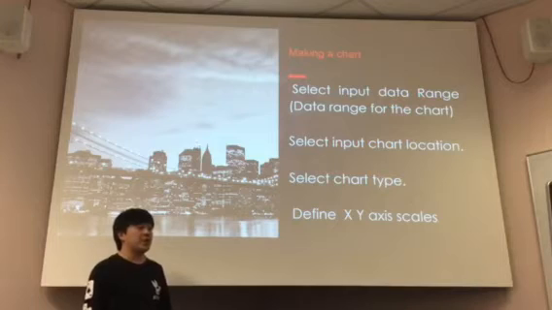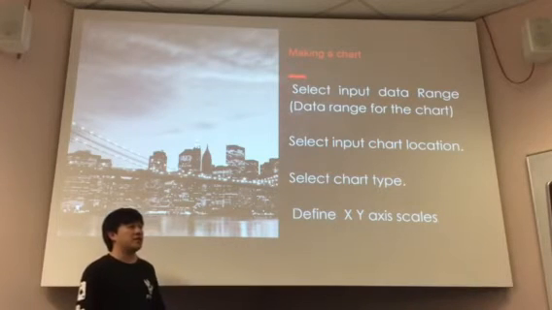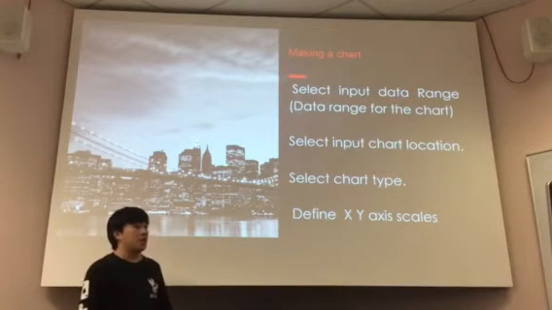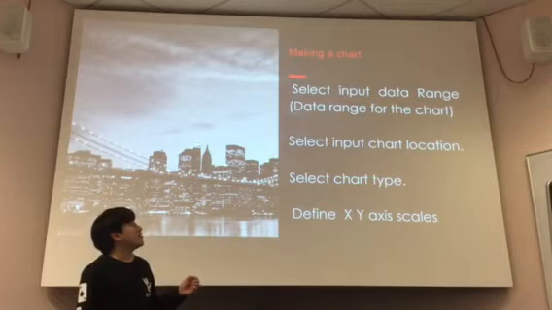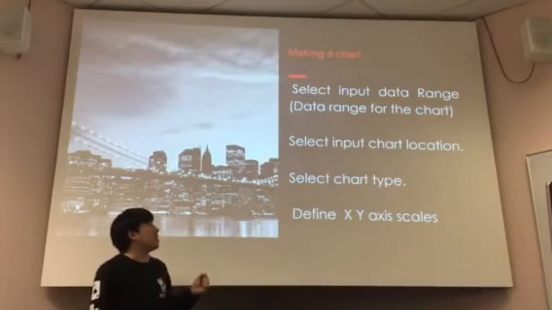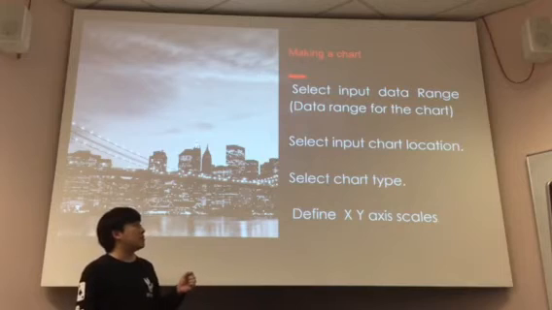Coming to the change in stock price, we write code inside the chart. There are 4 steps. First step is to select an input data range, and then select the input chart location. Next is to select chart types, and the last step is to define the XY axis scales.